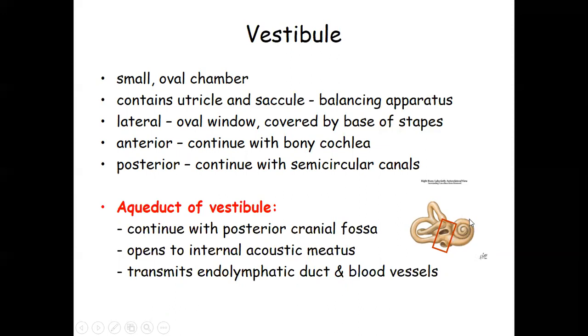Anteriorly it continues with the bony cochlea, and posteriorly it continues with the semicircular canal. You can see here, this is the semicircular canal. Try to imagine this is toward the posterior. And then we have the aqueduct of the vestibule, which continues with the posterior cranial fossa.